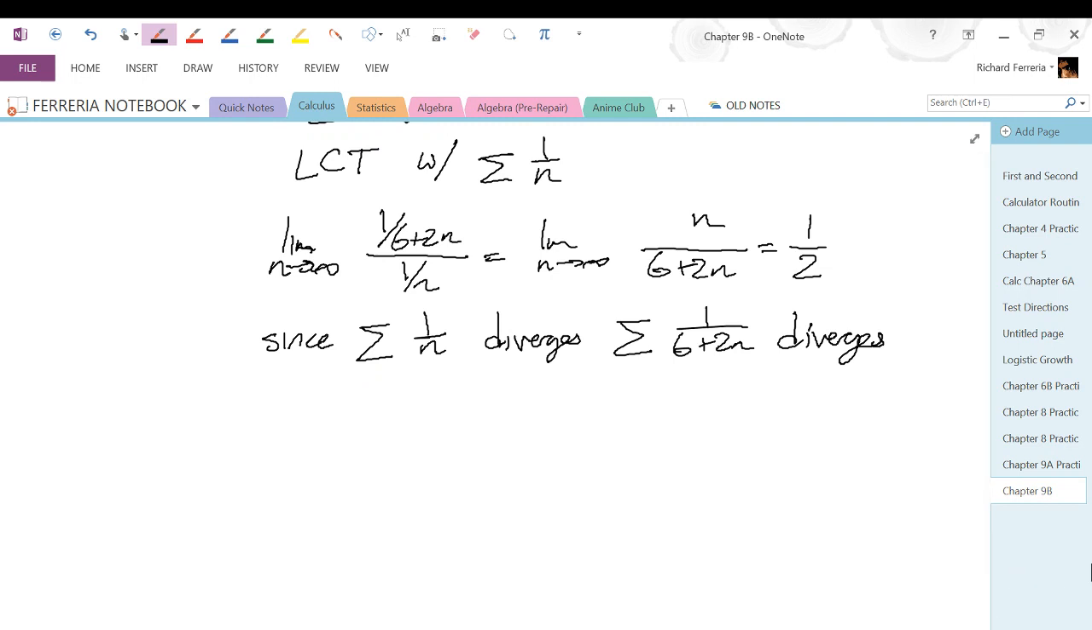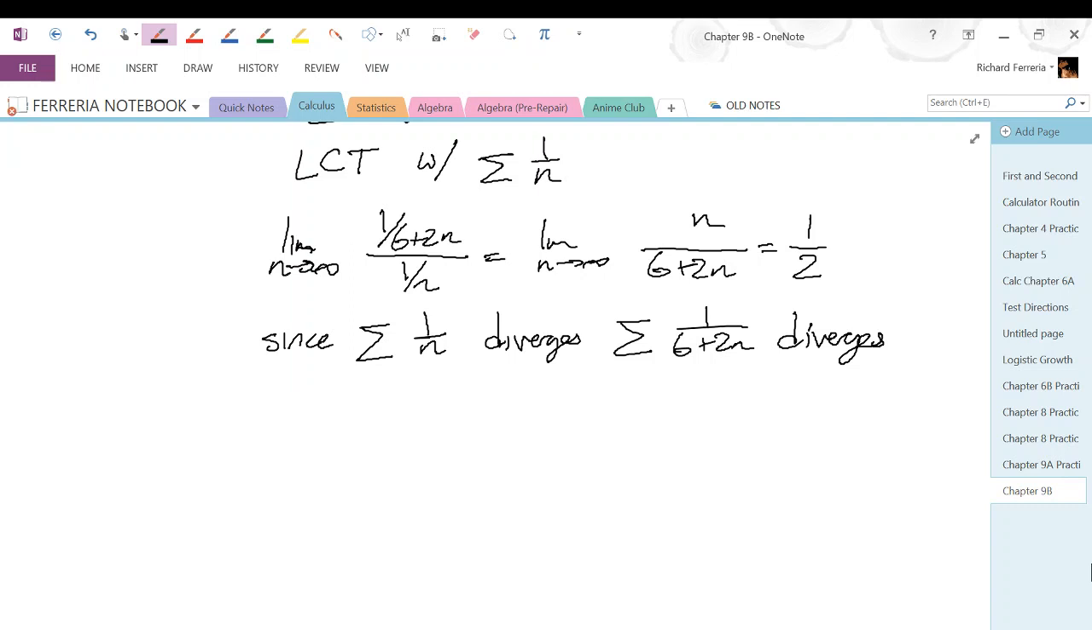What if it was like n over 6 plus 2n squared, for example? Would the closest p series be 1 over n squared? Yeah, 1 over n squared. And what would the limit be? The limit would be 1 over 2n, right? So that's 1 over 2. Wait, hold on. We're saying if it's 2n squared instead of 2n, 1 over 2n squared. Yeah.